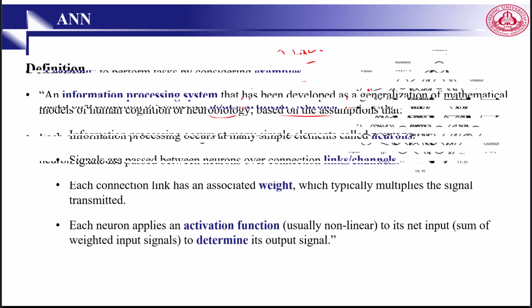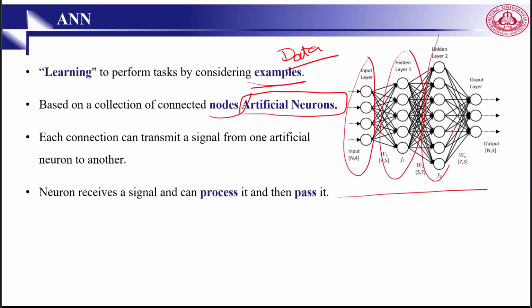So here you can see we have an artificial neural network. This is made of some layers. The first one is the input layer. The last one is the output layer. And in between, we may have one, two, or more hidden layers. So we will study them later one by one.